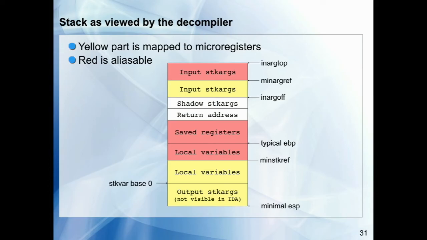Therefore, we have to handle these red and yellow areas in a different way. For the yellow area, we can reason about the variables. We can perform data flow analysis. While for the red area, it is also possible, but we have to remember that any value that we stored there can be modified indirectly.